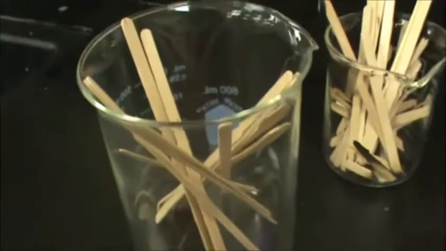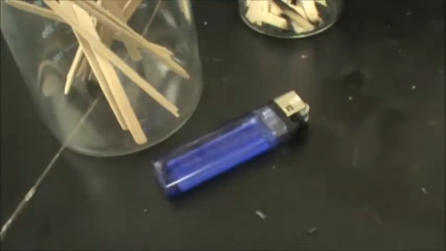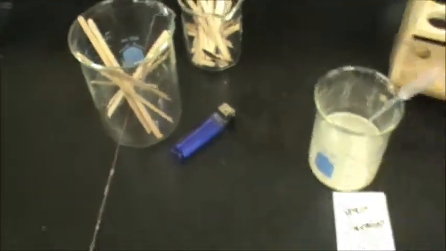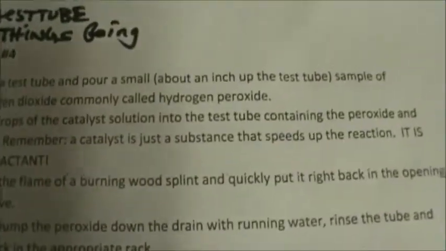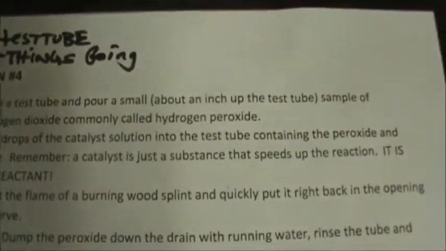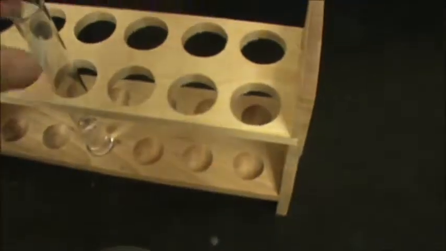I got some wooden splints here to do a wooden splint test, and I also got my little cheapy lighter that I bought at Drug Mart. Alright, so to start off, it says to obtain a test tube with a small amount, about an inch of the solution in the test tube. So I'm going to take my solution, suck it up, put it in my test tube, suck up some more. Alright, a little bit more. Alright, so I have my test tube filled up about an inch. Looks like water again. Again, dihydrogen dioxide sitting in the test tube by itself. Looks like liquid water. It's just an aqueous solution.